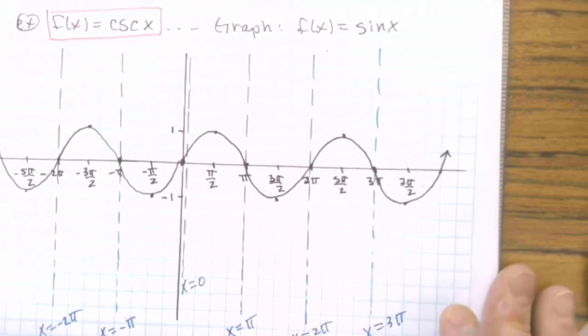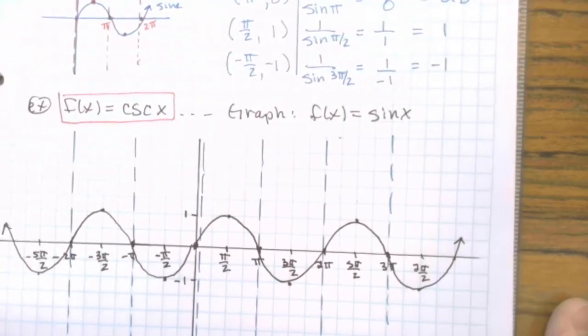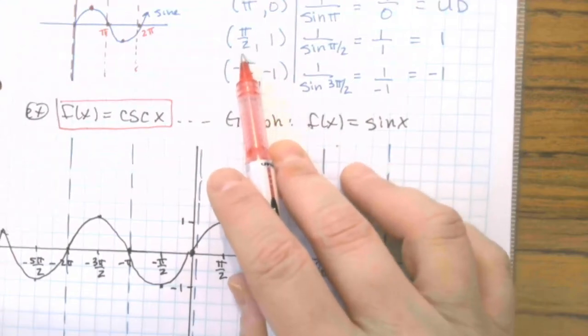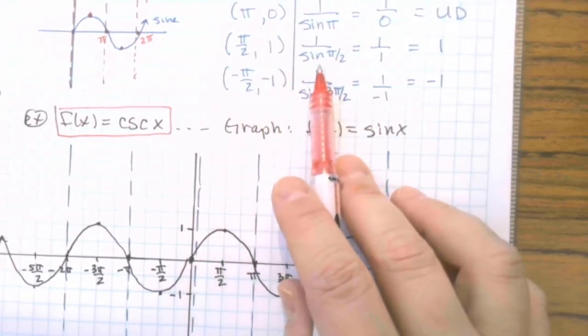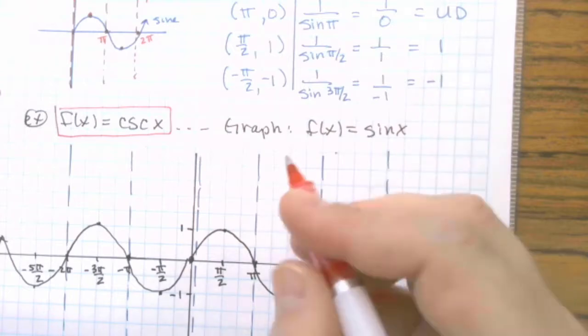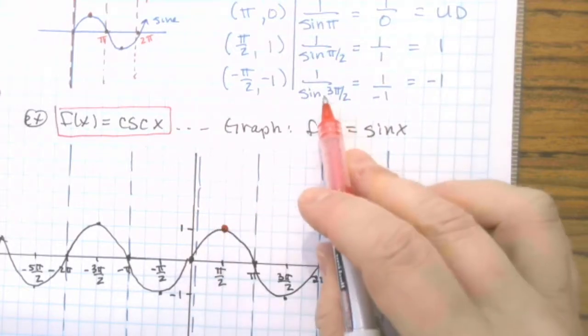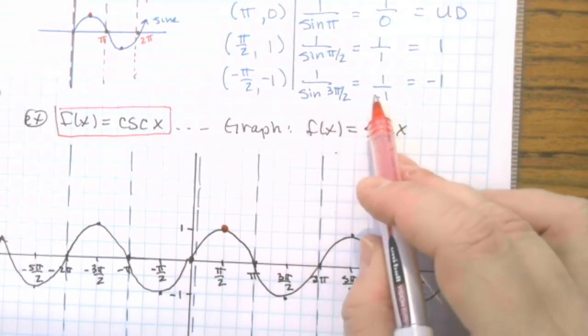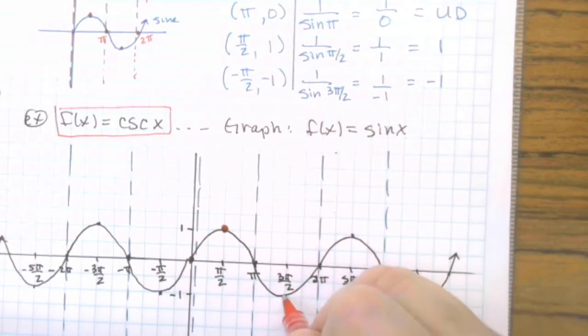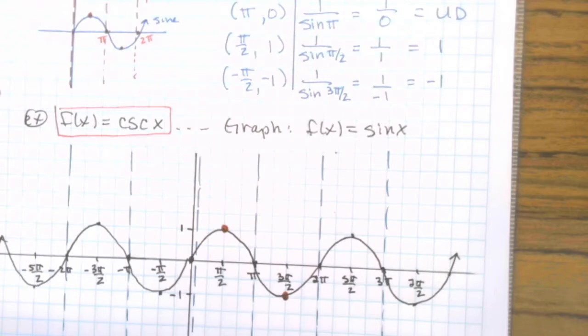Okay, so we've got these asymptotes. So where is our cosecant wave? Well, remember, at pi over 2, sine of pi over 2 is 1. When you flip it, you get 1, which is that mark right there. Sine of 3 pi over 2 is negative 1. When you flip it, you get negative 1, which is this value right there.